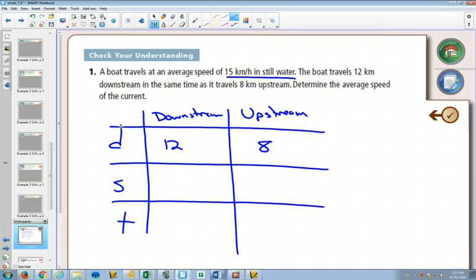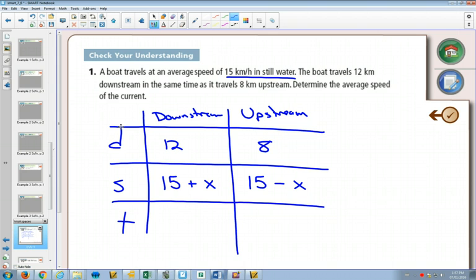So this is where we're going to introduce our variable. Let's use x for the average speed of the current. Does it make sense that your speed downstream will be 15 plus whatever the speed of the current is? And your speed going upstream will be 15 minus whatever the speed of the current is. We're not going to take into account friction and all those kind of things that wouldn't make a huge difference in this case.